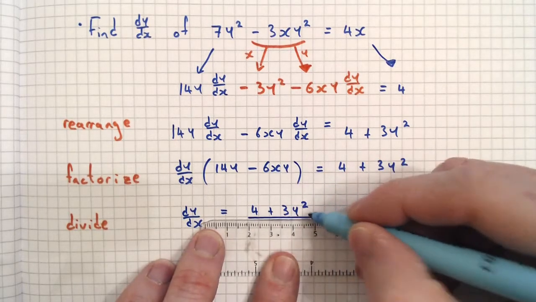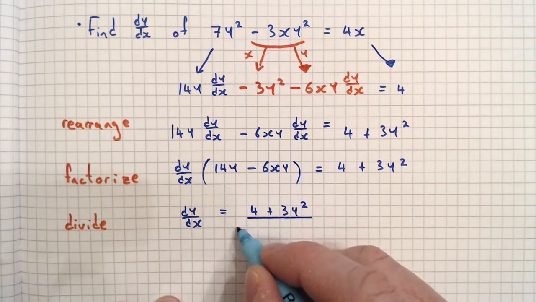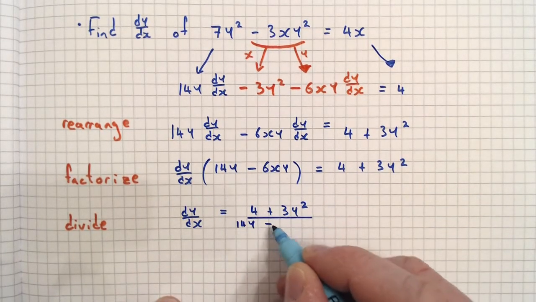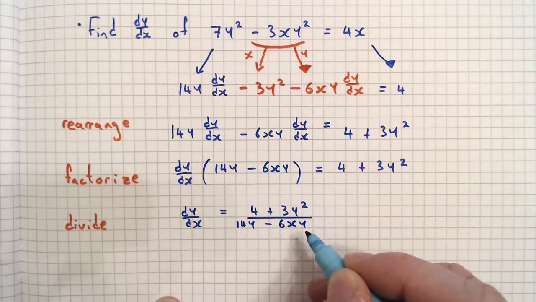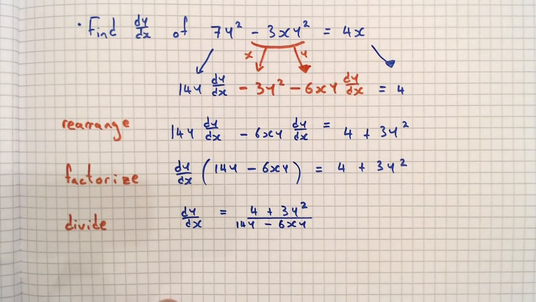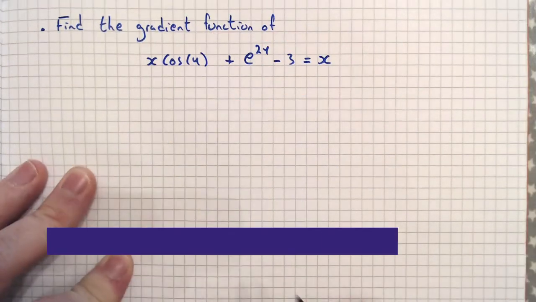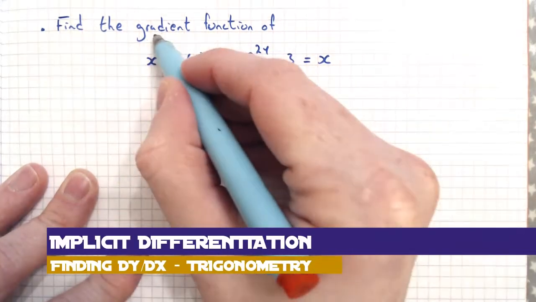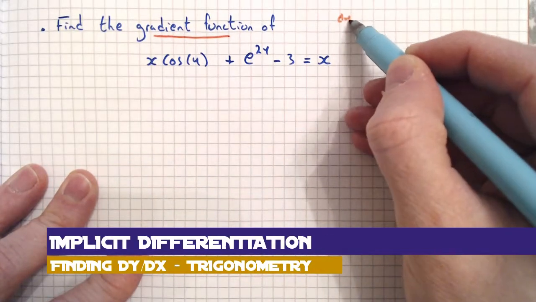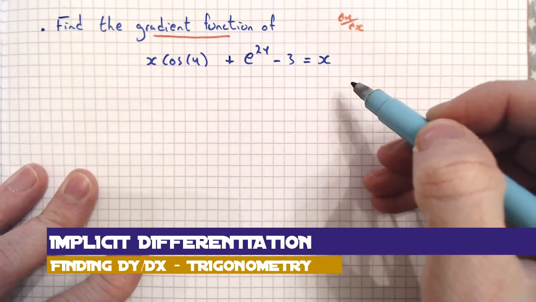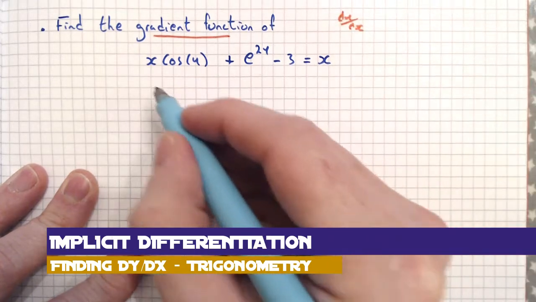Sometimes at this point, you will find that your fraction can be simplified further. For the purposes of this video, I'm not going to bother doing that, just to keep it nice and short. I don't think this one simplifies anyway. Okay, we're going to try one final question. We're going to find the gradient function of x cos y plus e to the 2y minus 3 equals x.